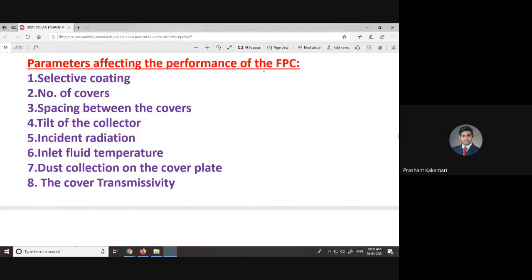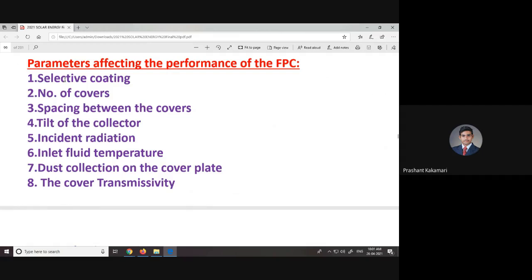liquid flat plate collector. So there are n number of parameters. So in the syllabus, I'm going to consider only these 8 main parameters which are going to affect the performance of the liquid flat plate collector. So first one is the selective coating. So this selective coating is done on the surface of the absorber plate to improve its absorptivity and the transmissivity.